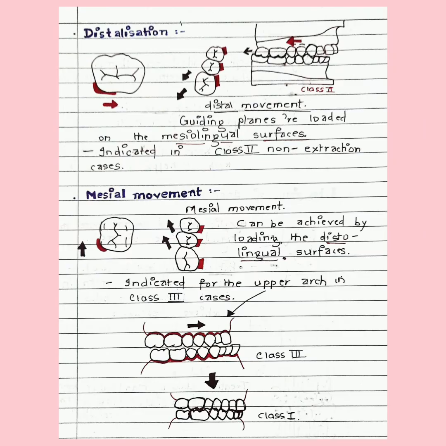Now, trimming the activator for movement in the sagittal plane, that is, mesial movement or distalization. If we have a class 2 case, we'll cause distal movement of the maxillary buccal segment. So we are going to load the acrylic on the mesiolingual surfaces. This is indicated in class 2 non-extraction cases. Now for mesial movement, the distolingual surfaces are loaded by the acrylic. This is indicated for the upper arch in class 3 cases.